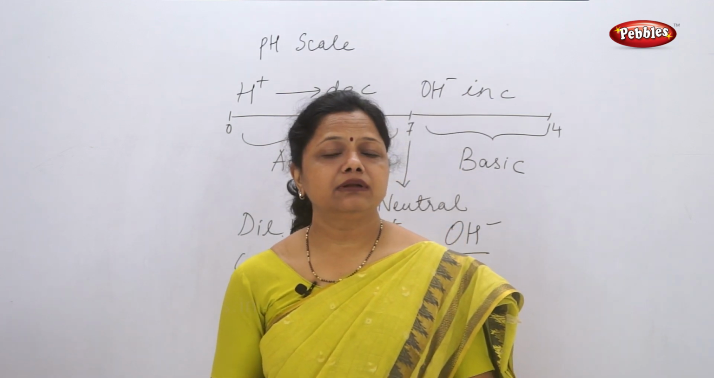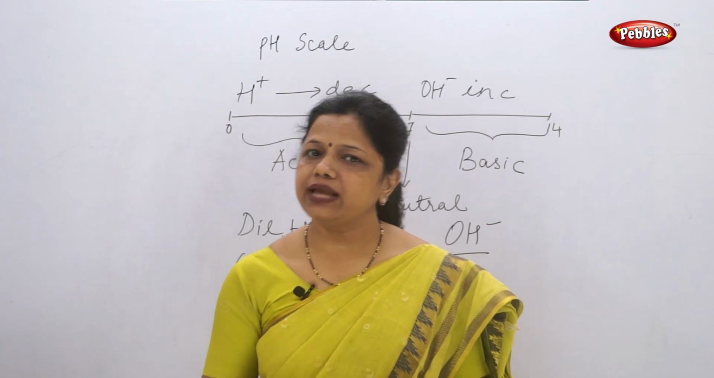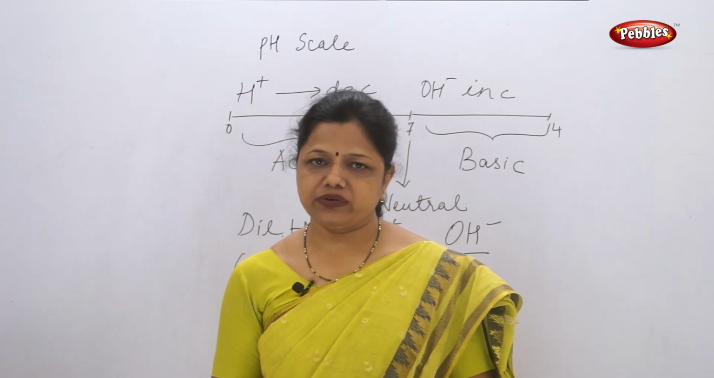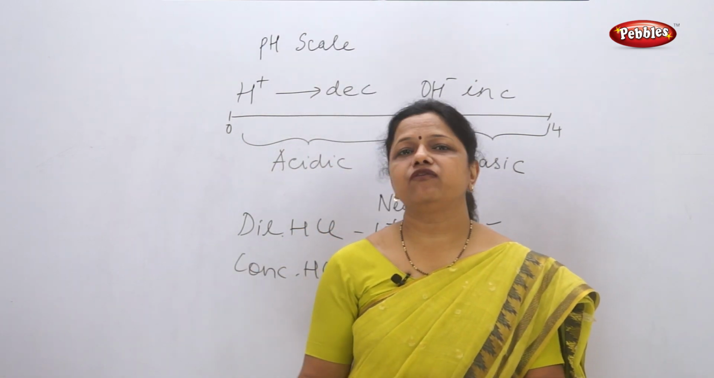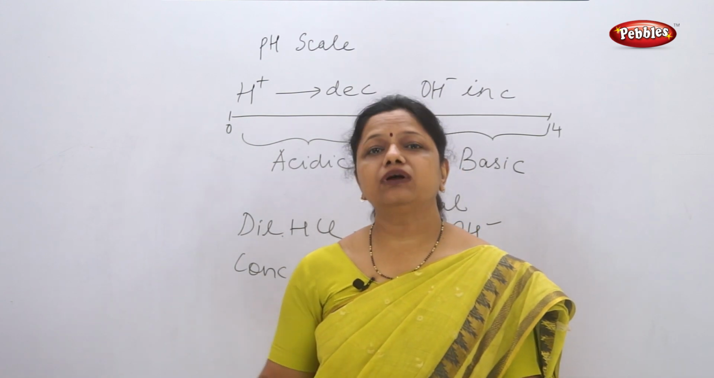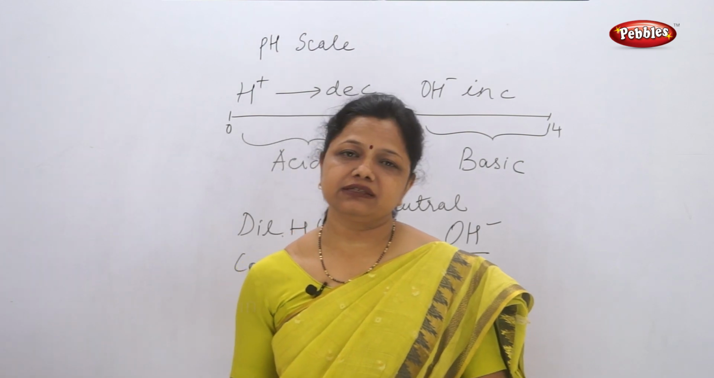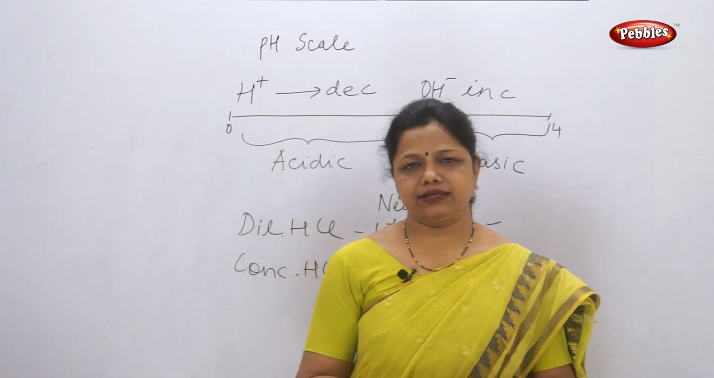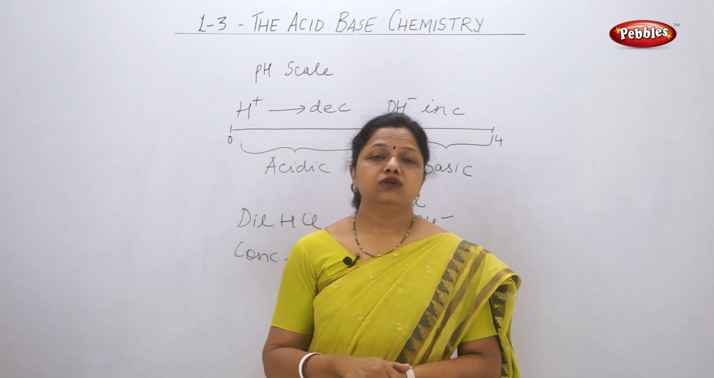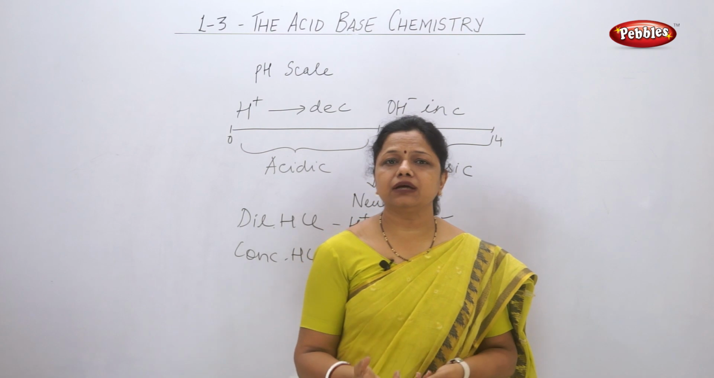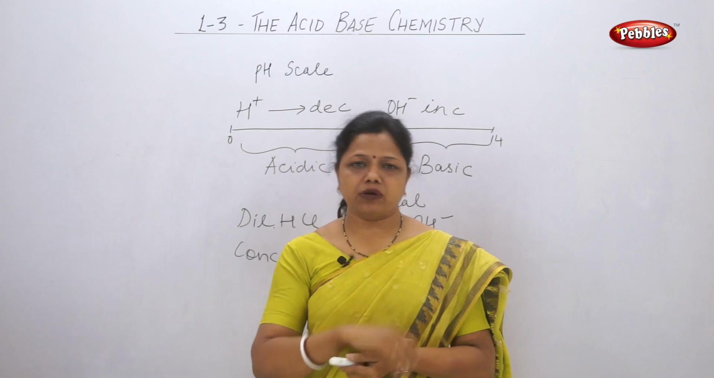As examples of strong acids, hydrochloric acid is very strong, sulfuric acid is very strong, nitric acid is very strong. But acetic acid is a very weak acid because the number of hydrogen ions is very less in acetic acid as compared to hydrochloric acid. What about strong base and weak base? Examples of strong bases are sodium hydroxide and potassium hydroxide. They are very strong bases.